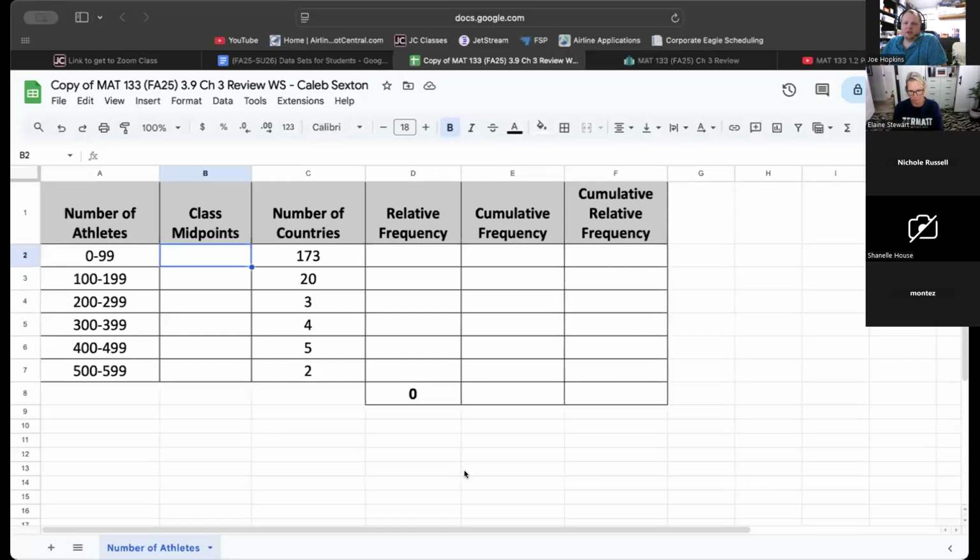Thank you, Caleb. All right, great. So for our midpoint. So first for midpoint, we do a foundational midpoint. So do you remember what we type in for that?